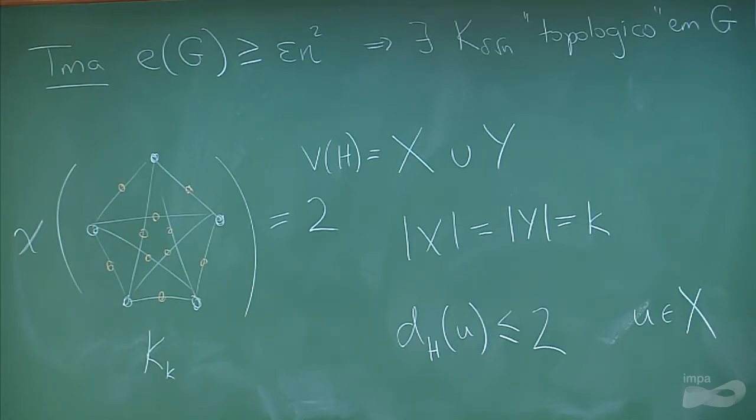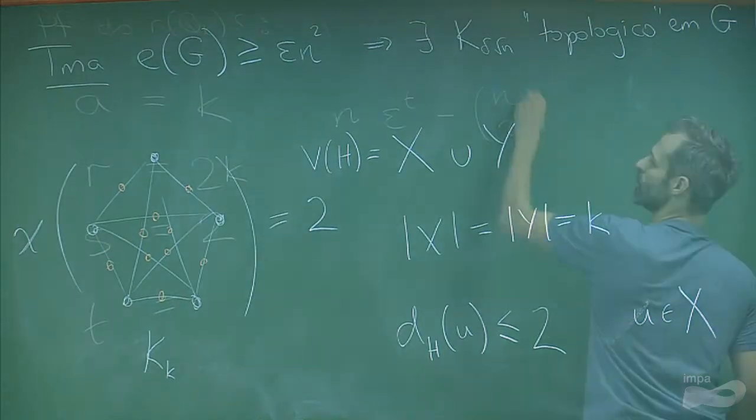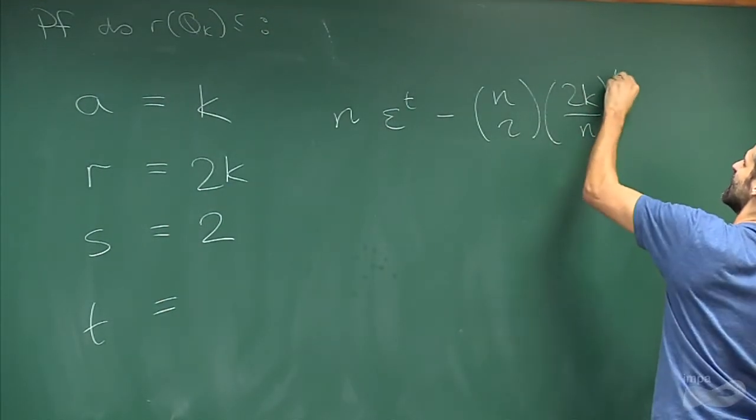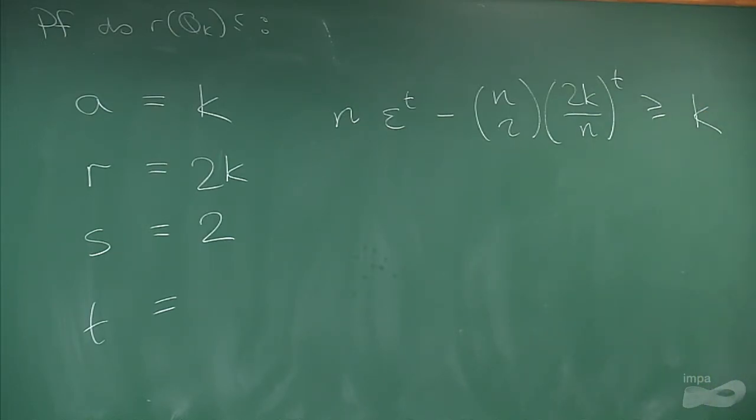Okay, so what are these going to be? k, 2k, 2. n times the number of edges of our graph, epsilon n squared, times epsilon to the t, minus n choose 2 times 2k over n to the t, should be at least k. What should t be to get the best possible k? You want k to be as large as possible. I've told you what it's going to be, right?